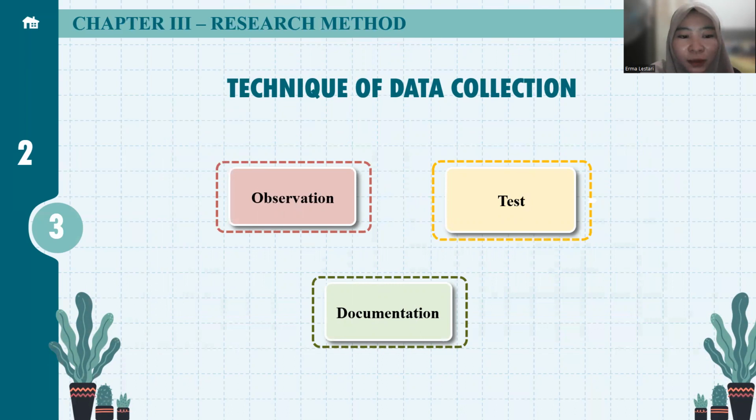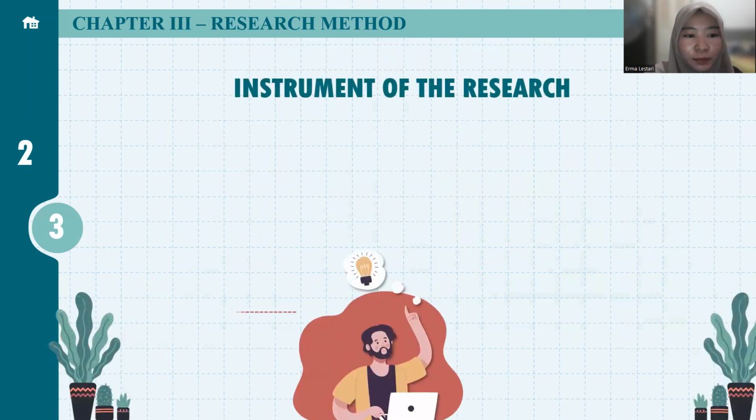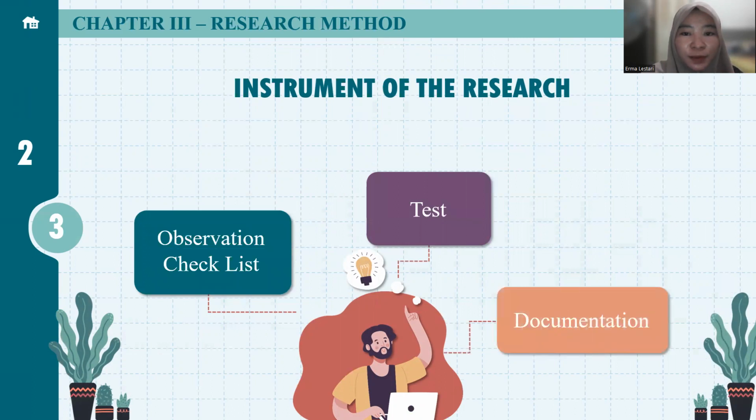Technique of data collection. In this research, the researcher gathered the data to support the research. The researcher chose some techniques which are appropriate to her school environment and can be done there. So the techniques and methods used by the researcher to collect the data are observation, the test, and documentation. And then for the instruments of the research, in this study, the researcher used an observation checklist, documentation, and the test.